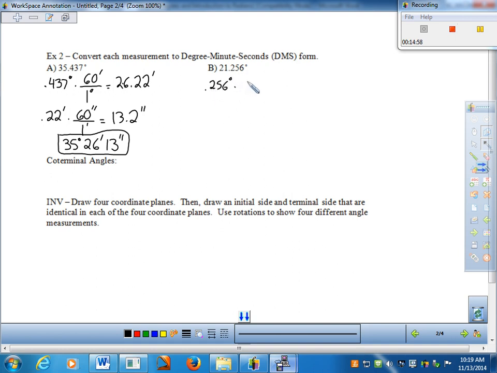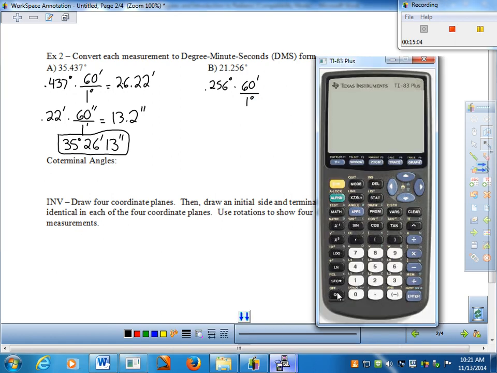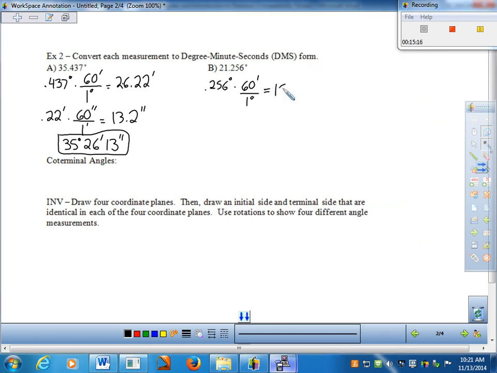0.256 degrees. Again, just really nice and quick on that. 60 minutes is 1 degree. I'm going to go ahead and do my 0.256. And if you've got this going, you can go ahead and just go on to the next piece. Looks like I have 15.36 minutes. So 15.36 minutes. So we're in between the 15th minute and 16th minute. So how many seconds would this translate to right there? So 0.36 is what I'm after in terms of the number of minutes, and I want to convert that to seconds. 60 seconds, 1 minute.